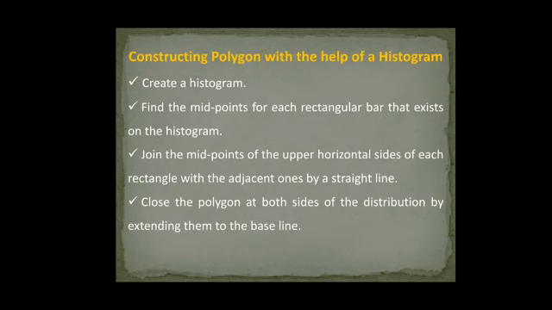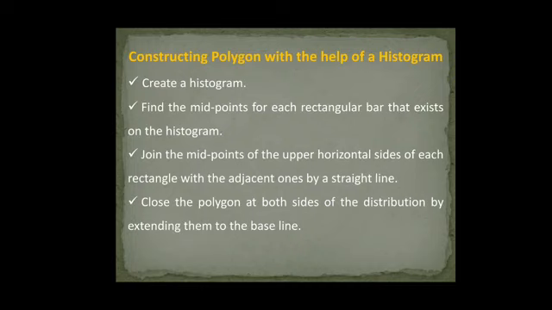Let us first understand the construction of a frequency polygon with the help of a histogram. Students, the first step to follow is to draw a histogram from the given data set. How to draw a histogram, we explained in our previous lecture. So firstly, we have to create a histogram. After creating the histogram, find the midpoints for each rectangular bar that exists on the histogram.